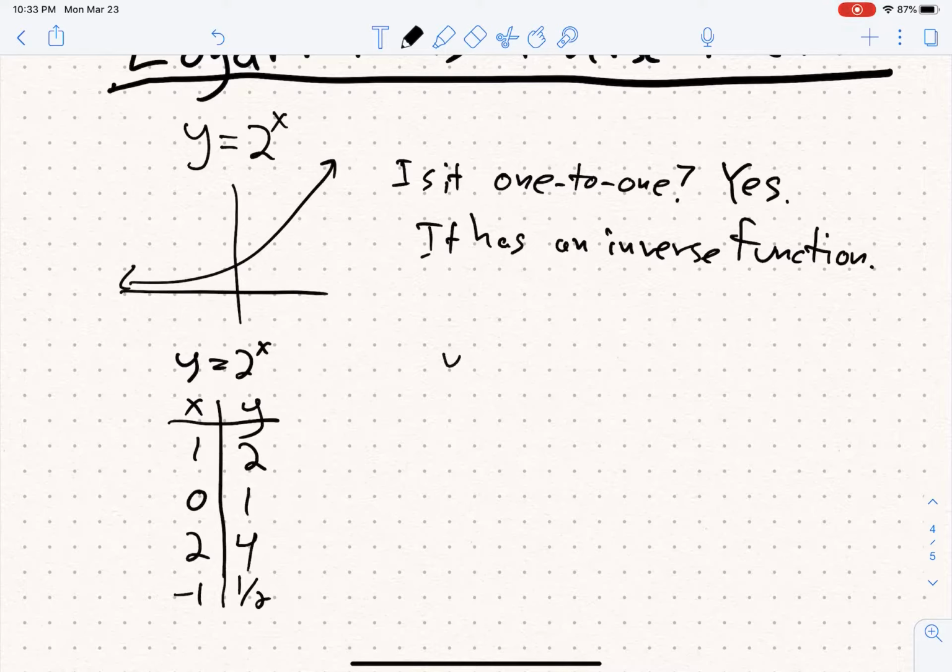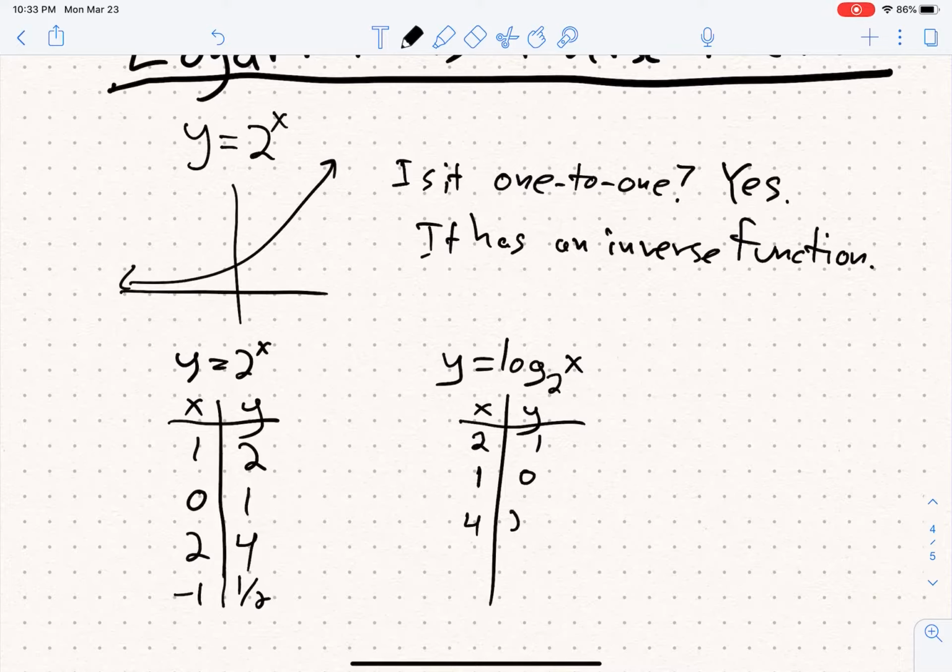And if we're going to look at the log function, if it really is the inverse function, this is going to be the log in base 2 of x, then the x's and y's should be reversed. So, for example, we should have input x of 2 and output y of 1 by just switching these x and y values. And we can do a similar job for the other ones. 2, 4 becomes 4, 2. And negative 1, 1 half becomes 1 half, comma, negative 1. And this thing, we can draw a graph of it and see what it looks like.